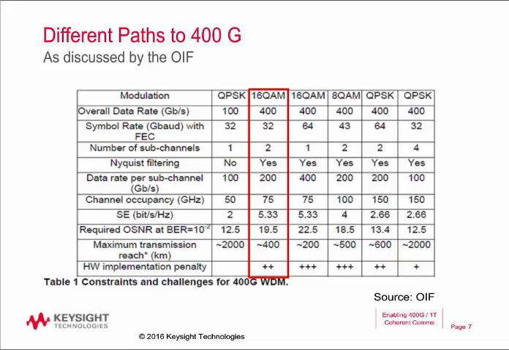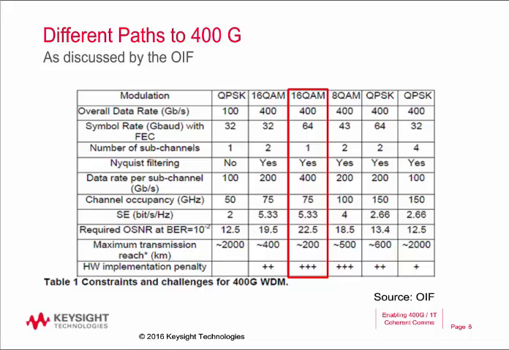Another option would be to go to a single channel system, keeping the 16 QAM modulation format and increasing the symbol rate to, for example, 64 gigabaud. On the downside, however, you also need twice as much OSNR at the receive side, so you reduce the transmission distance that you can go with such an implementation.